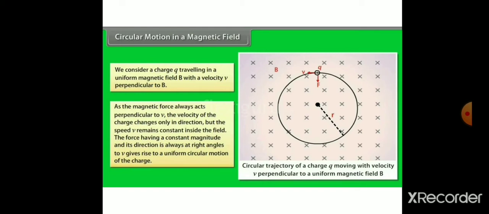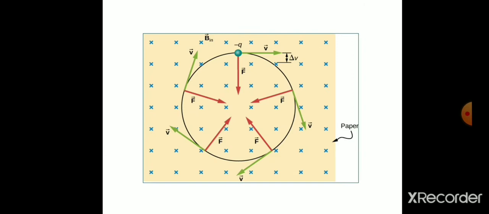As the magnetic force always acts perpendicular to V, the velocity of the charge changes only in direction, but the speed V remains constant inside the field. The force has a constant magnitude and its direction is always at right angles to V, giving rise to uniform circular motion of the charge. So, in a region of magnetic field where V is perpendicular to B, the particle will execute circular motion.